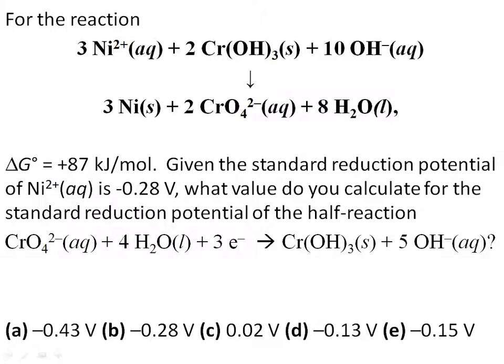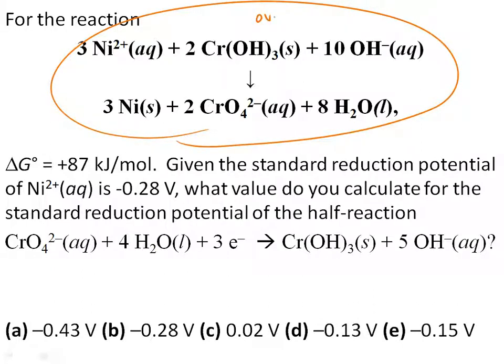For this reaction, we know the delta G is positive 87 kilojoules per mole. Now I'm telling you that the standard reduction potential for nickel 2+ is negative 0.28 volts. And I'd like to know, what value do you calculate for the standard reduction potential of the half reaction shown below? So this is our balanced redox reaction at the top. I'm going to give you a hint. This is overall, and it wants to know the value for the half reaction shown below. So go ahead and pause, get out a sheet of paper, and give it your best shot.